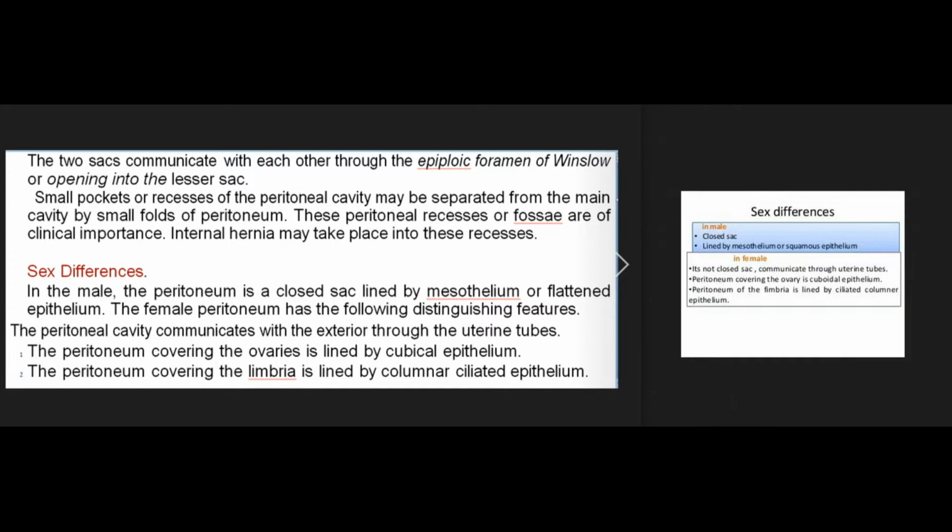Sex differences. In the male, the peritoneum is a closed sac lined by mesothelium or flattened epithelium. The female peritoneum has the following distinguishing features. The peritoneal cavity communicates with the exterior through the uterine tubes. 1. The peritoneum covering the ovaries is lined by cubical epithelium. 2. The peritoneum covering the fimbriae is lined by columnar ciliated epithelium.